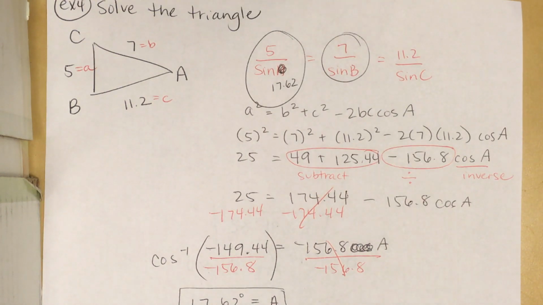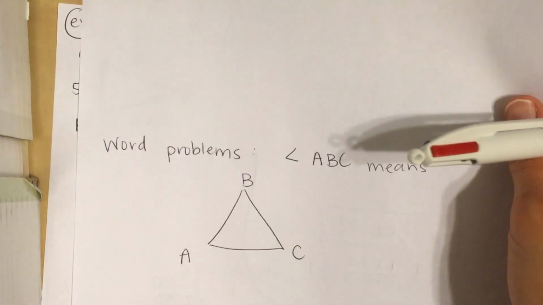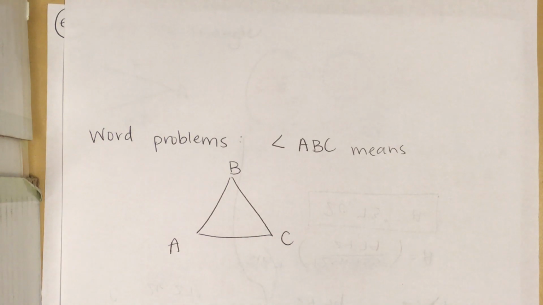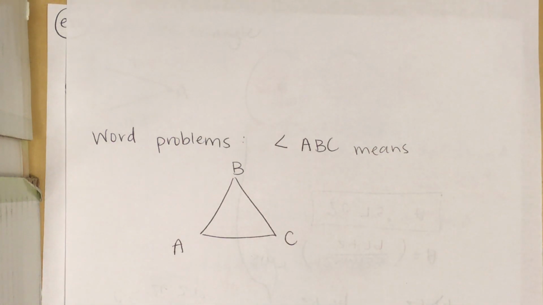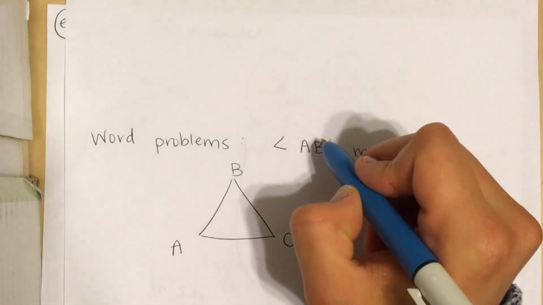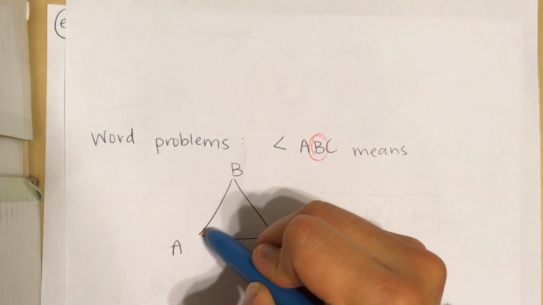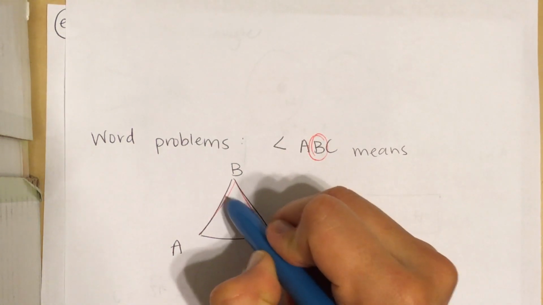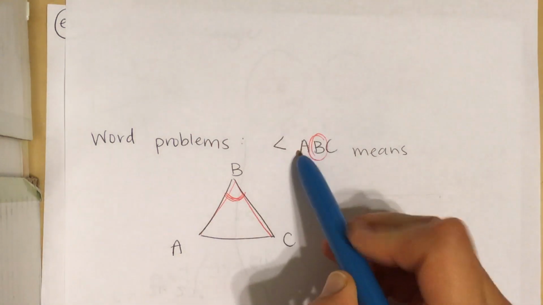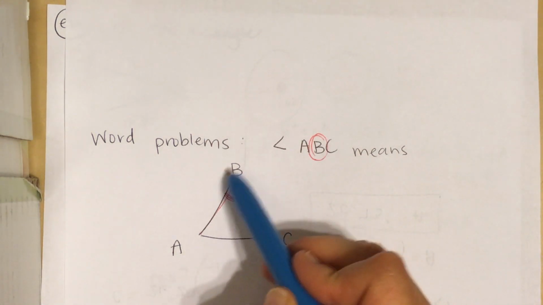And then one last thing I wanted to mention. If you have word problems, a lot of times they like to, instead of just straight up telling you angle A, angle B, angle C, use this format here, angle ABC. That means angle B. So from A to B to C, angle B.